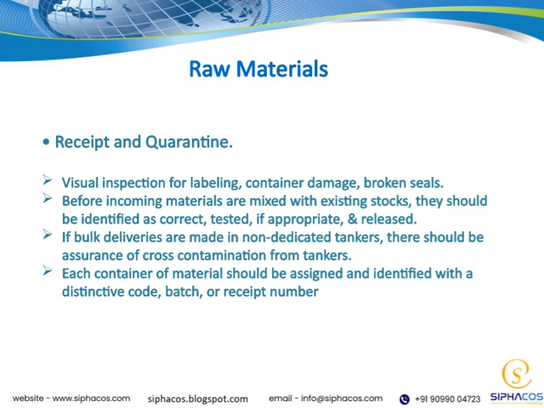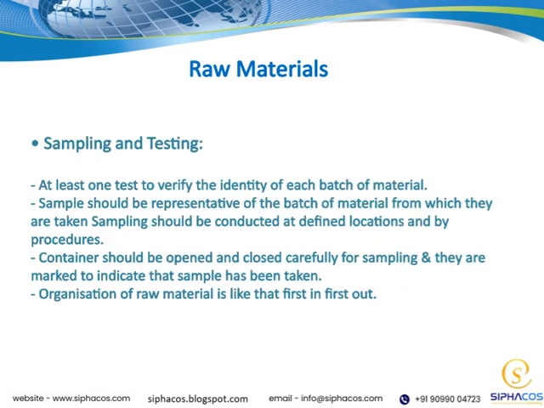Additionally, each container should be assigned a unique code, batch number, or receipt number. This helps us trace and track every material throughout its life cycle, ensuring accountability and quality control. All these practices are crucial components of our overall quality assurance process, helping us maintain the highest standards in our production.